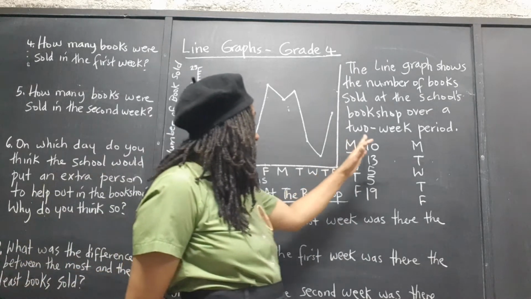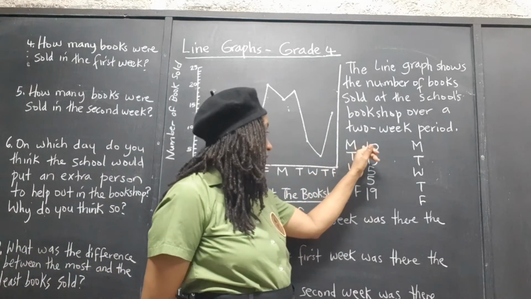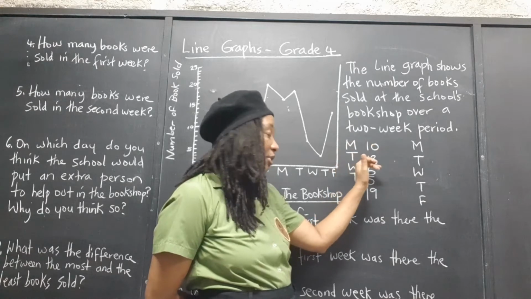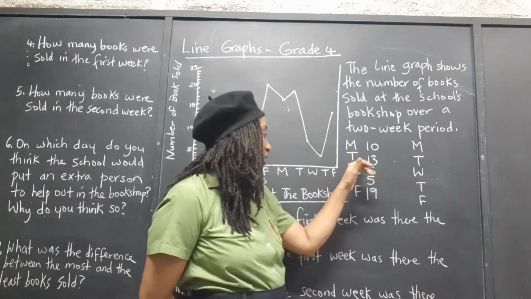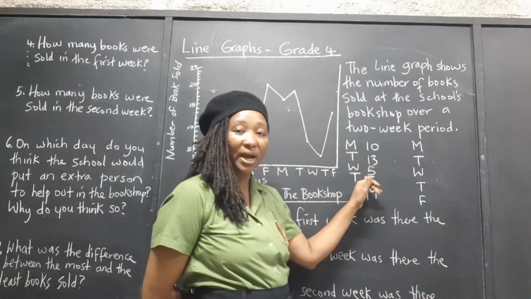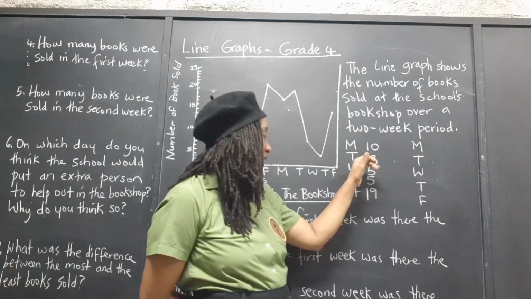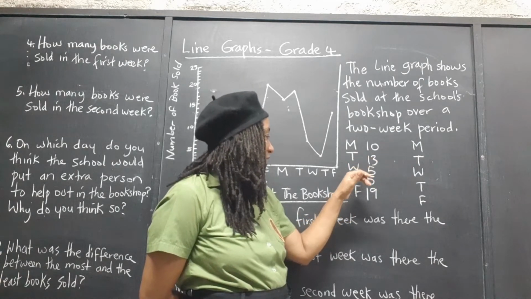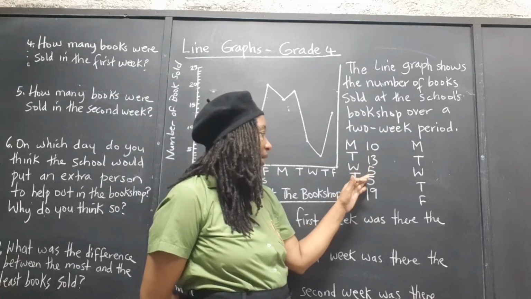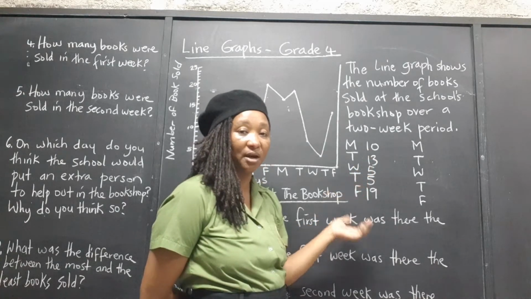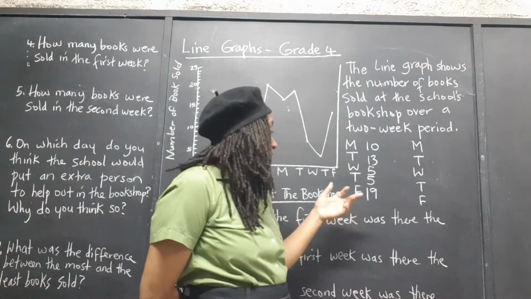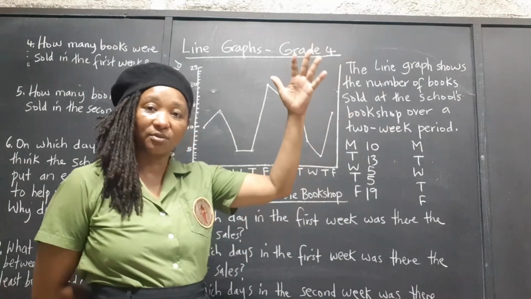So writing down the numbers, we can see 10 books sold on Monday, a little more sold on Tuesday, and then it decreased for Wednesday, Thursday. Same amount on Wednesday and Thursday. And Friday just all of a sudden went back up.